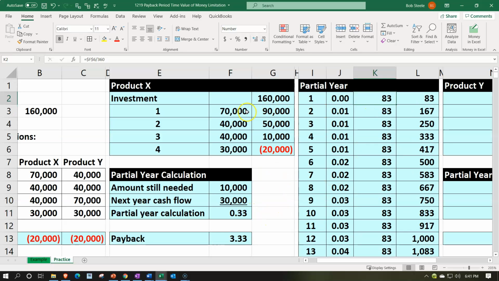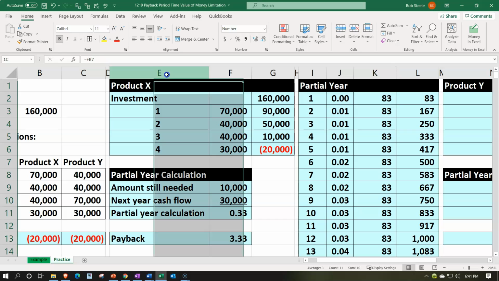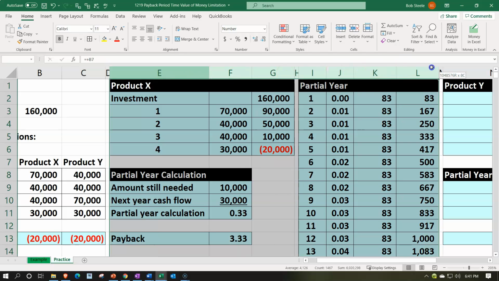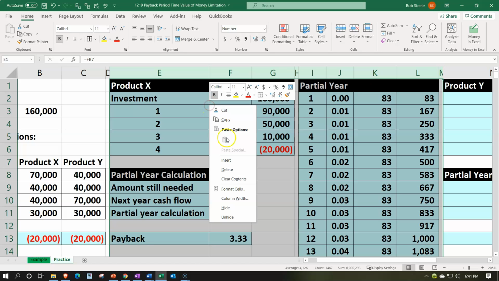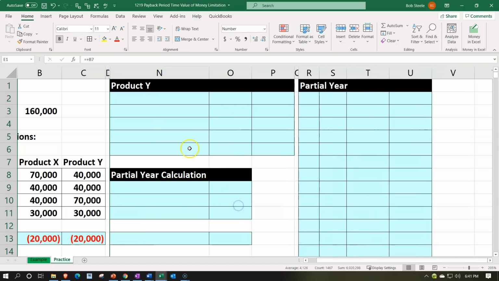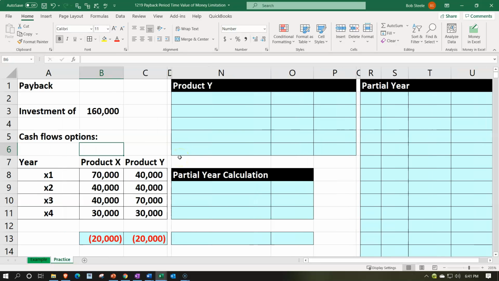All right, let's do it for the second project. Project number Y, or product Y, or whatever. And then I'm going to hide some cells. So we're going to go from E to M. And then right click and hide those cells so we can then work on Y, because that's the next one. We're going to work on Y here.